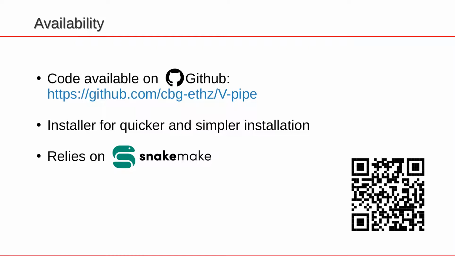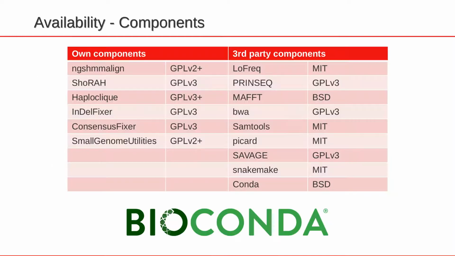It now features a new installer for quick and simple installation, and the pipeline relies on Snakemake. Snakemake will help install the components of the pipeline automatically. Both our own components, which were developed here at the CBG of ETH, and the third-party components that we are using are all available under open source licenses, and can be obtained as packages on the Bioconda repository.